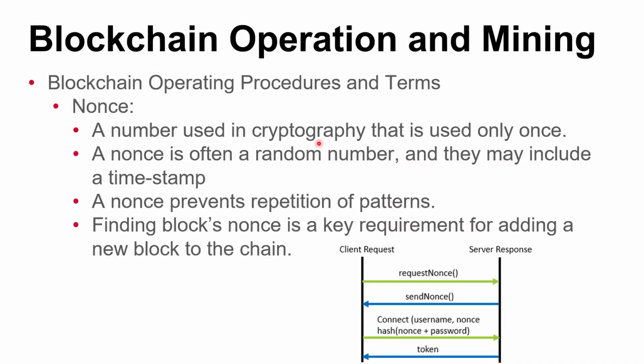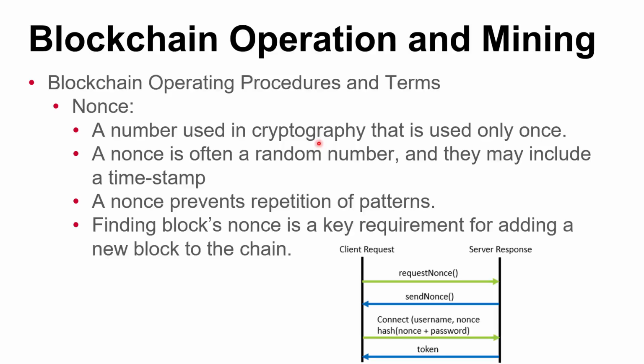Blockchain operating procedures and terms. One term we're going to hear a little bit about is a nonce. A nonce is a number used in cryptography. It's only ever used once. A nonce is often a random number, and it can include a timestamp. A nonce prevents repetition of patterns. That's one thing the nonce does for us: it prevents any kind of repetition.